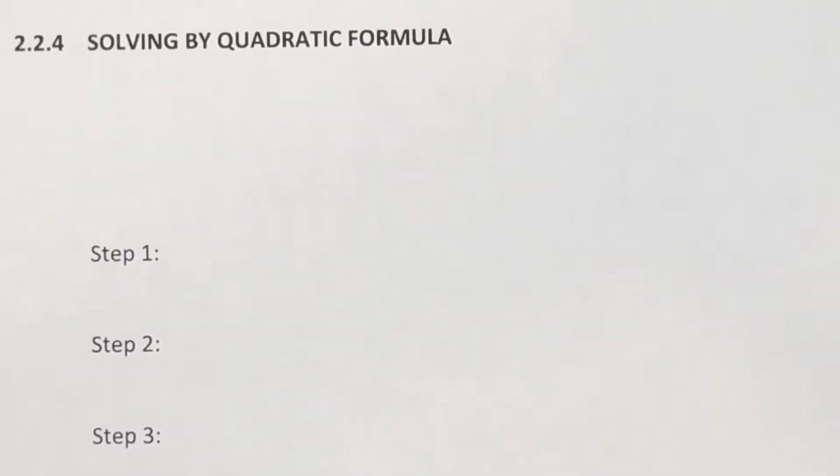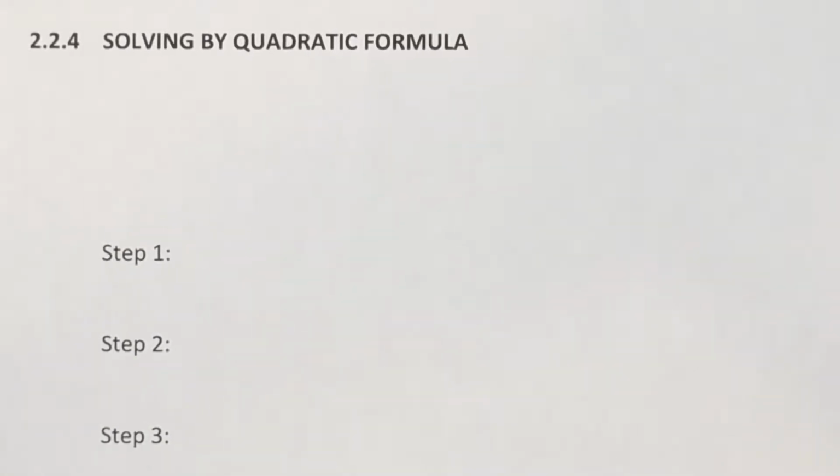Okay, we're down to method 4 for solving quadratics. So remember, method 1 was factoring, method 2, the square root property, method 3, completing the square, and here's our method 4, solving by the quadratic formula. The nice thing about the quadratic formula is it works for any quadratic. So technically, on all those other ones that we did, you could check them using the quadratic formula.